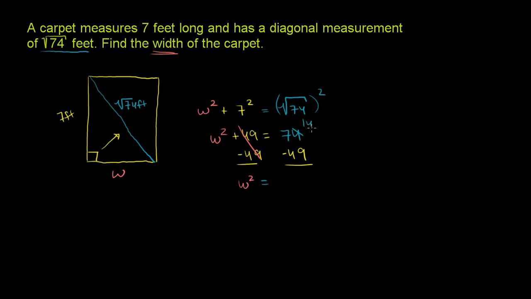We can make this a 14. This becomes a 6. 14 minus 9 is 5. 6 minus 4 is 2. And we have W squared is equal to 25.